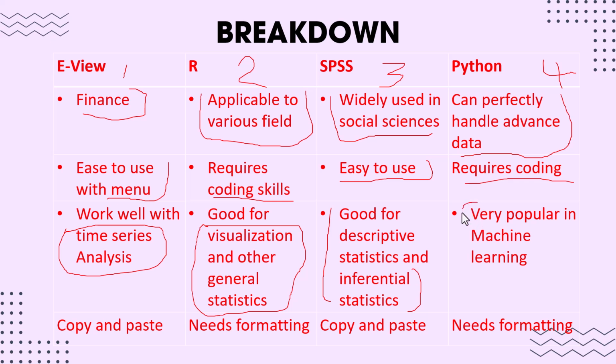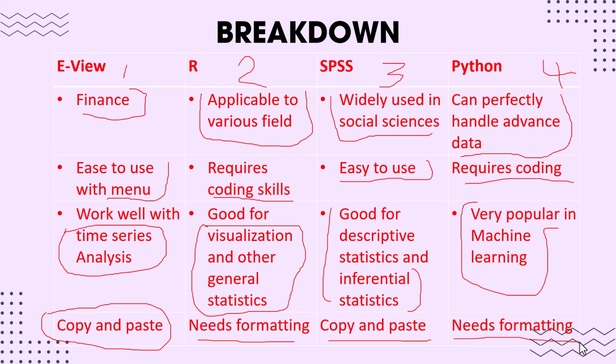Let's talk about the output of each of these types of packages. For eViews, all you need to do is to copy and paste the output. For R, you will need to format the output, and for SPSS, all you need to do is to copy and paste the output also. However, copying and pasting does not mean that you will not need to adjust the table. And for Python, you need to format the output in order for you to transfer it to your document.